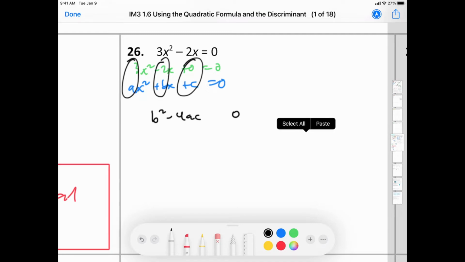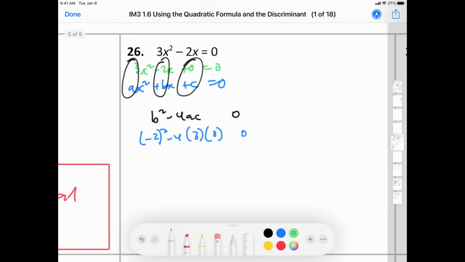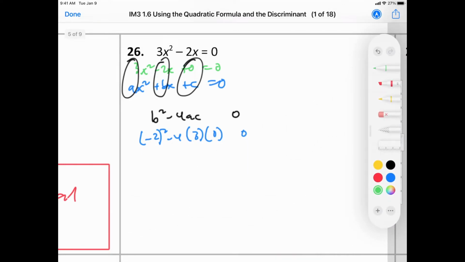Discriminant formula. We're going to substitute. Minus 12. 12 times 0 is 0. So 4 and 0. So that would be a greater than. And again, is 4 a perfect square? It is. So the discriminant is 4.